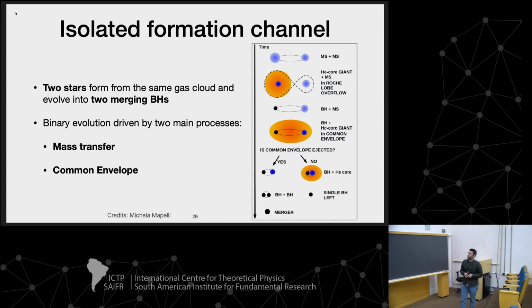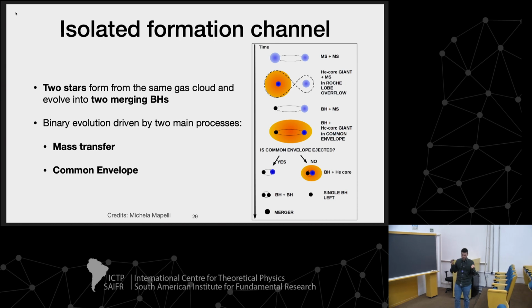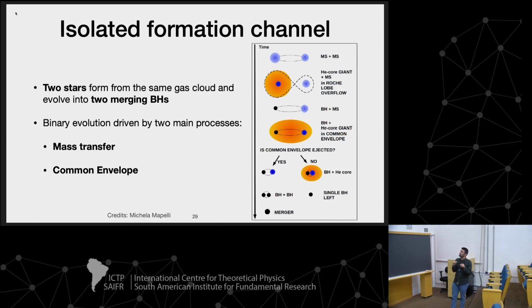On the chart that you see on the right, you see two massive stars in the main sequence, MS means main sequence, orbiting each other. The first thing that can happen is the mass transfer in the Roche-Lobe overflow. It's going to be clear in a second. Production of the first black hole, and again, you have the other star still in the main sequence.